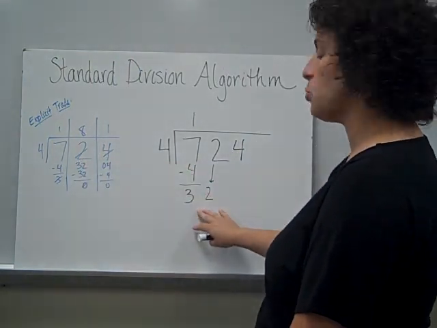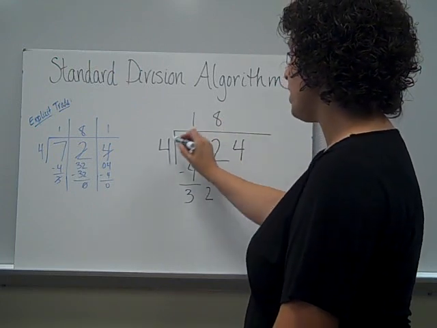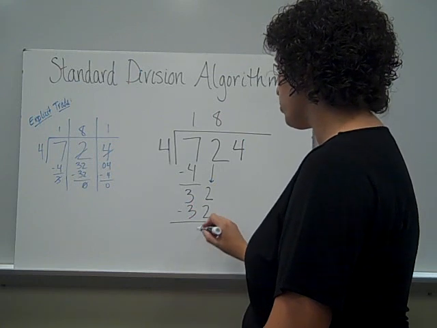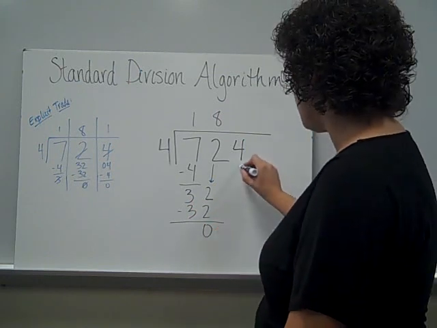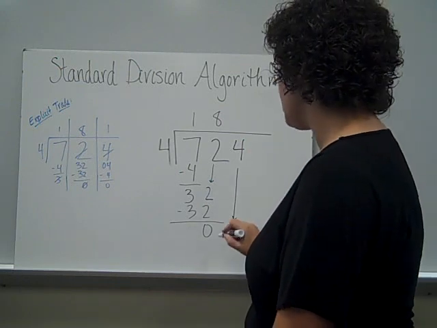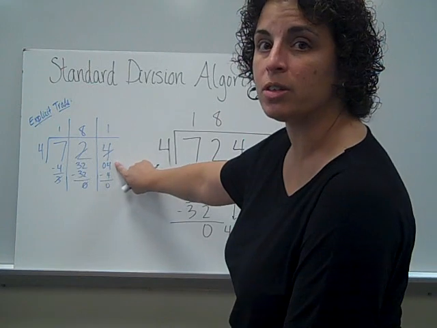Alright, so 4 times what is 32 without going over? Well, that would be 8. 8 times 4 is 32. When I subtract, I've used it all up. Now I need to bring down my next digit here in the ones place waiting, and it is a 4. So I have the 0, 4, same as I had over here in this column.